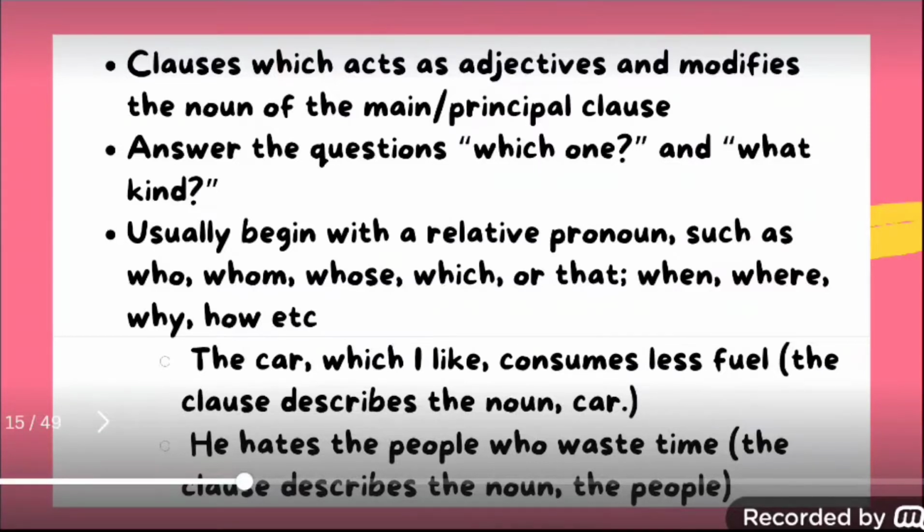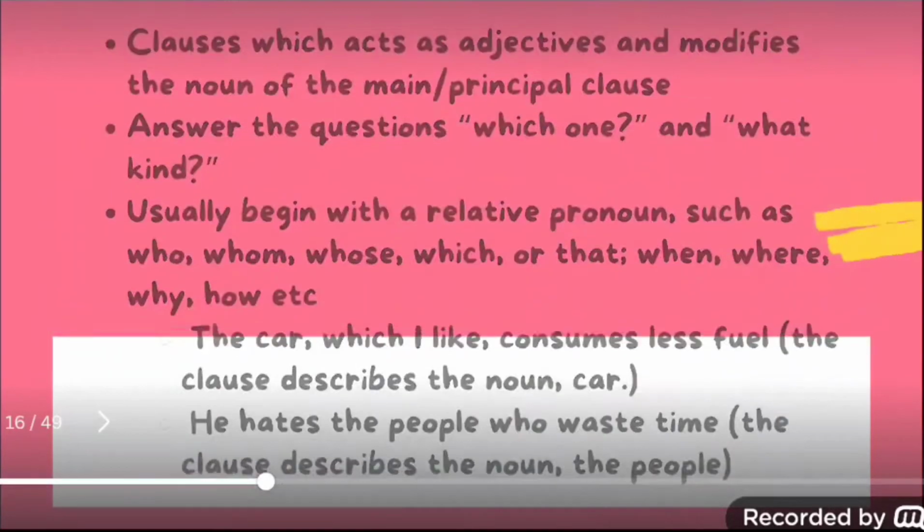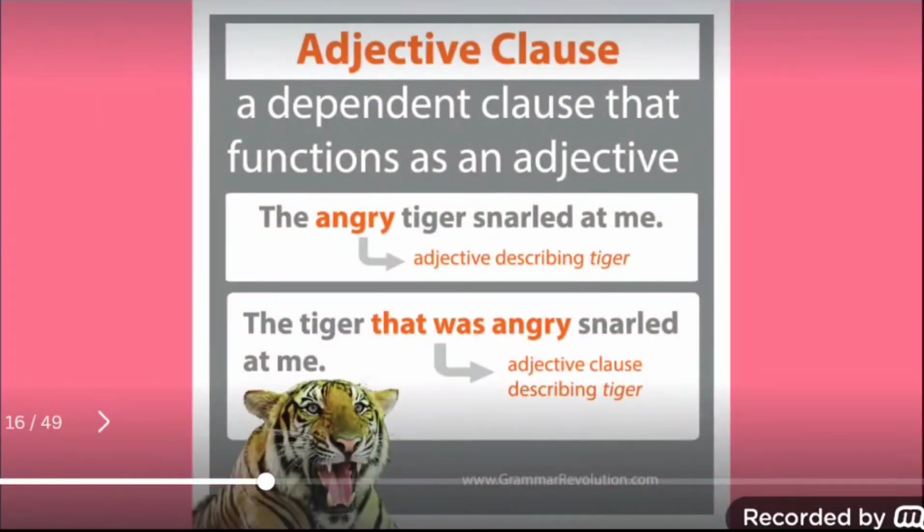Therefore, since this dependent clause describes the noun the people, we can call it an adjective clause. Again, I repeat, an adjective clause is a clause which describes the noun of the main clause. We have a few more examples. Let's look at this image which is taken from the website Grammar Revolution.